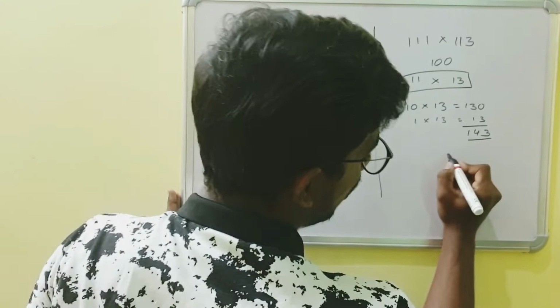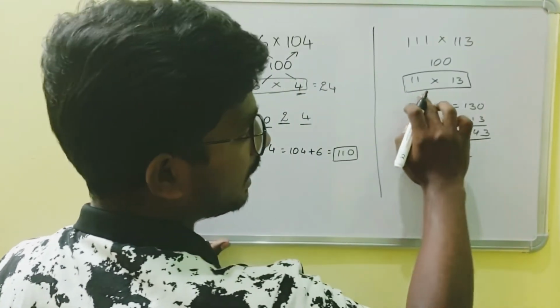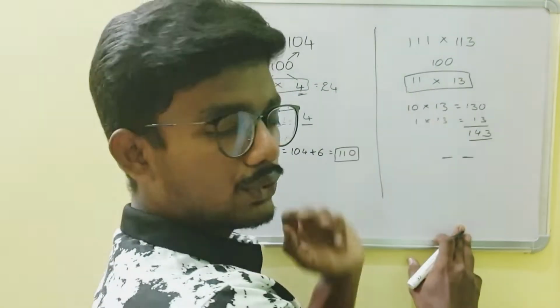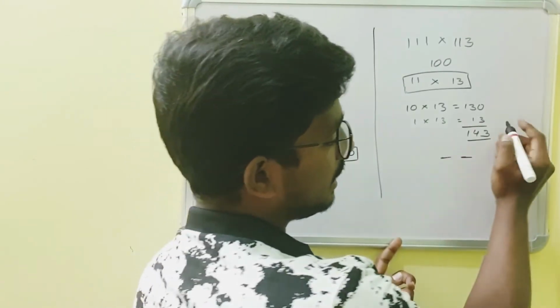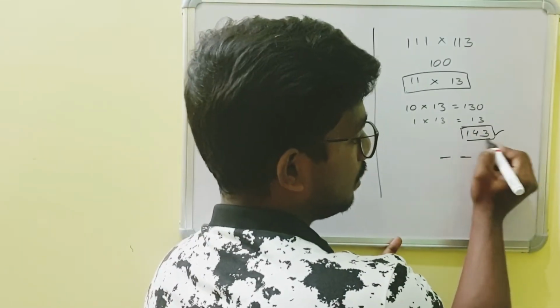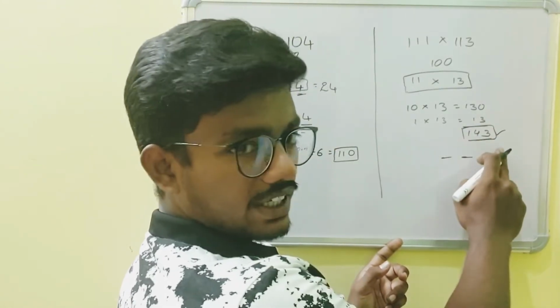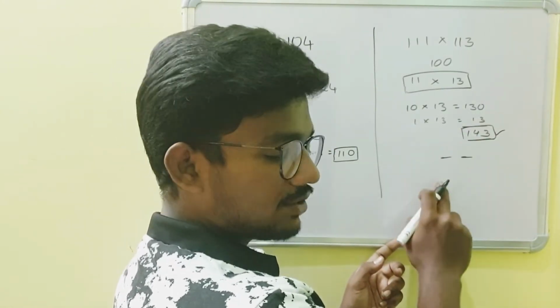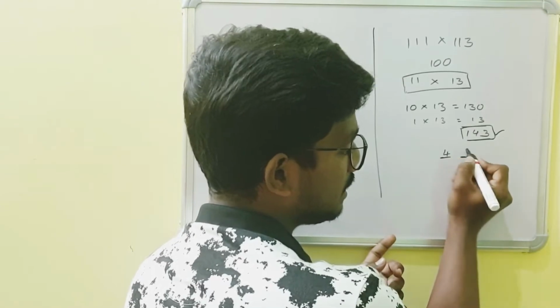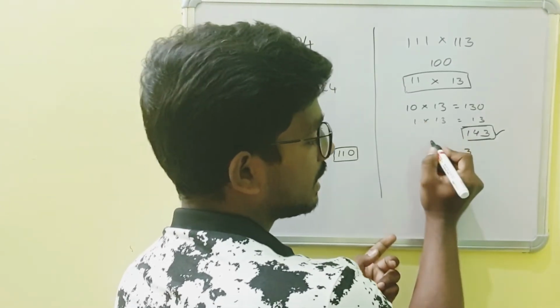To obtain the last two digits, we take the multiplication of the two differences. But what I got here is a 3-digit number, and I require only the last two digits. So I will take 43 and 1 will be carried forward.